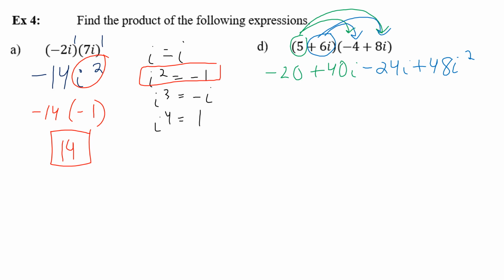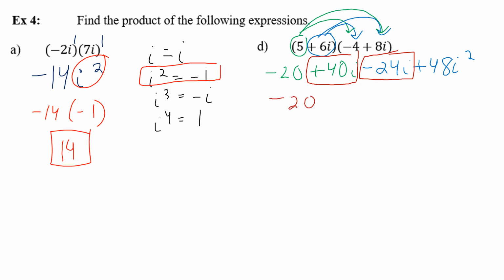So let's try to simplify this a little bit. Right now, I know I can combine like terms, 40i and minus 24i. Negative 20 is the only constant. 48i to the 2nd does have an i, but the exponents are different. And remember, for it to be considered like terms, they need to have the same variable and the same exponent, or constants get together. So we'll bring down negative 20.